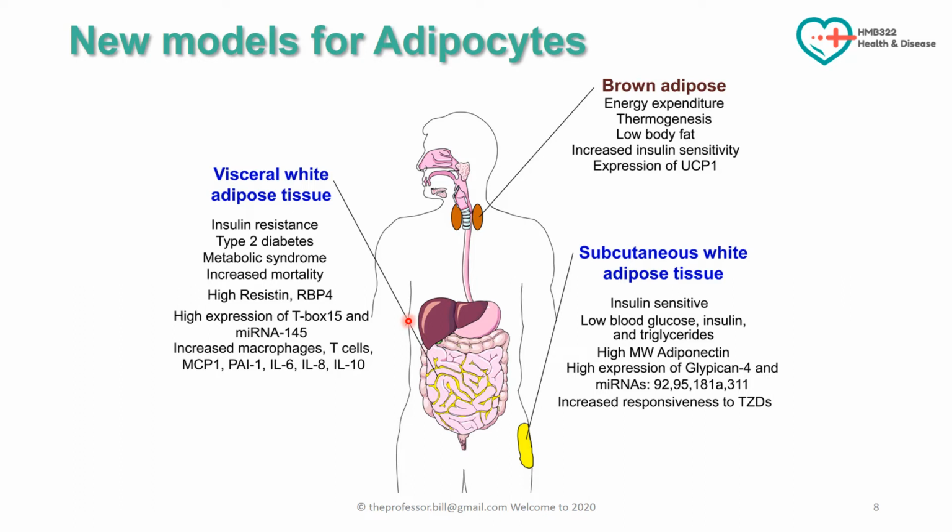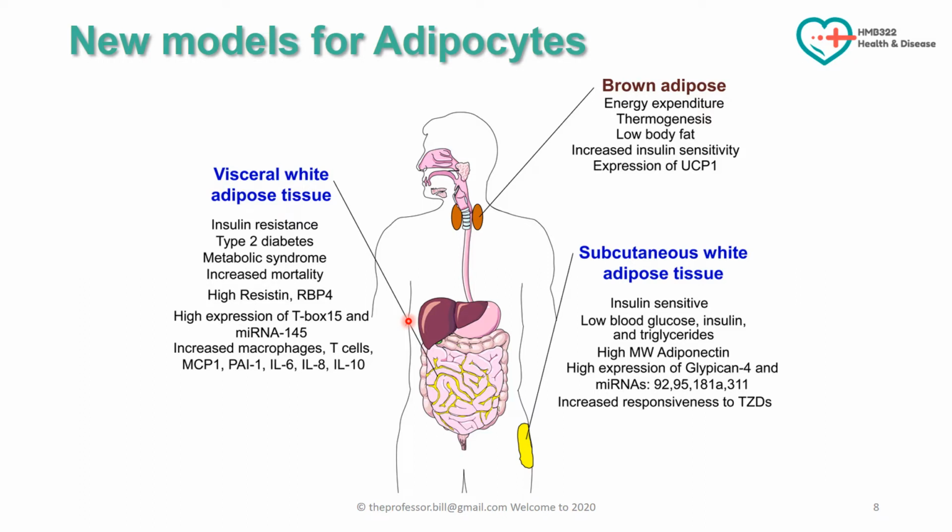The subcutaneous white tissue is very different. It's insulin sensitive. It has completely different properties. It is going to be releasing this other factor known as adiponectin, which is one I'd like you to know. So you have highlighted resistin, you've highlighted macrophages and T cells, and where we see them. And these are ones typically associated with low blood glucose and insulin sensitivity. We have things being released like adiponectin, which we'll talk about a little later. Any of the other things on this part of the slide, you don't need to worry about. The microRNAs, you don't need to worry about being expressed, etc.